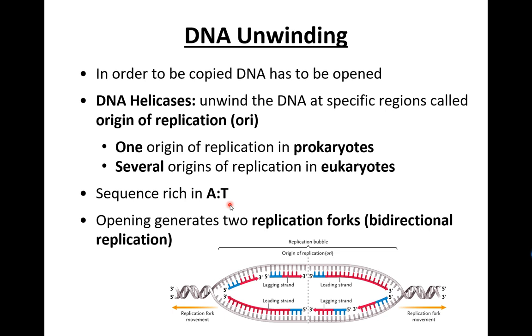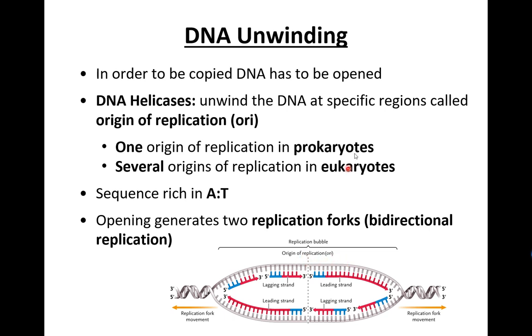Practically speaking, this means that the energy required to separate two DNA strands rich in adenine and thymine would be less than if you had a lot of cytosine and guanine, which have three hydrogen bonds for each pairing. So these regions are rich in adenine and thymine, and the opening up doesn't happen spontaneously, but it's helped by this enzyme called DNA helicase. This is the enzyme that opens up the origin of replication.